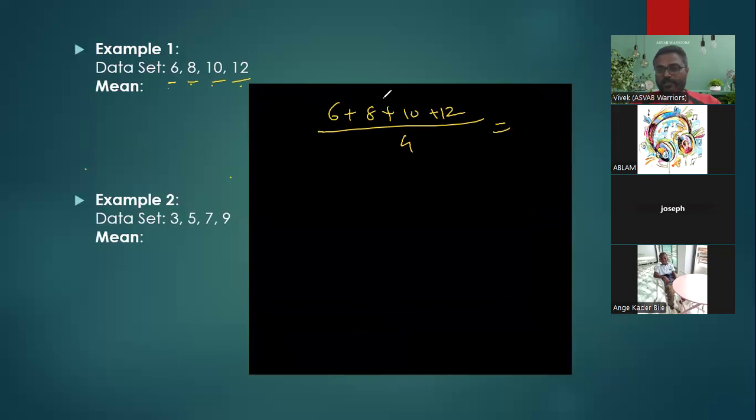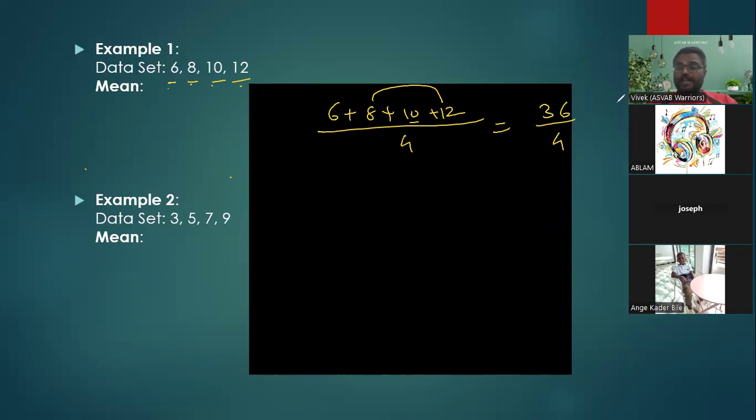Always try to form pairs which will give you the sum in tens. So 8 plus 12 is 20, 30, 36. 36 over 4. If you divide 36 by 4, what will you get? 9. You can also say, how many times 4 is 36? 9 basically. Similarly, we are going to do it for this data set over here.